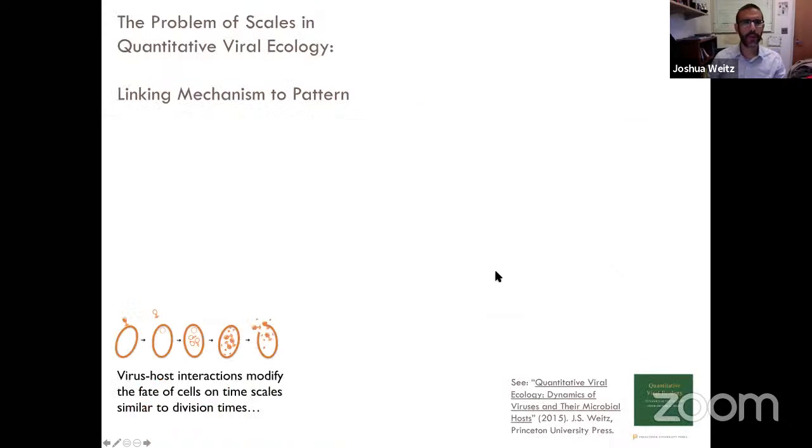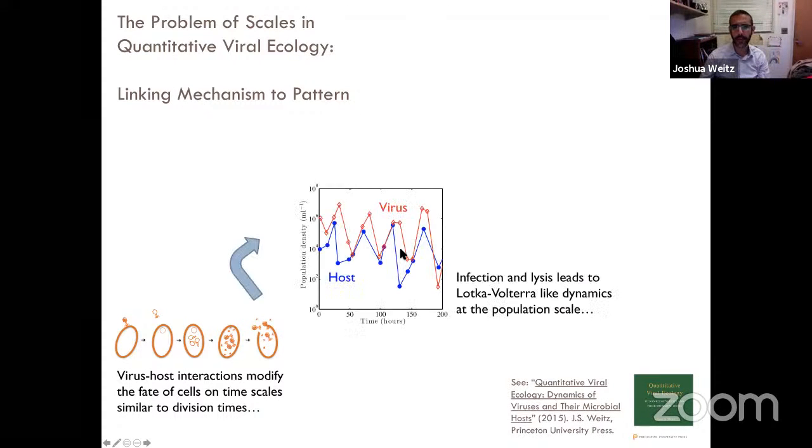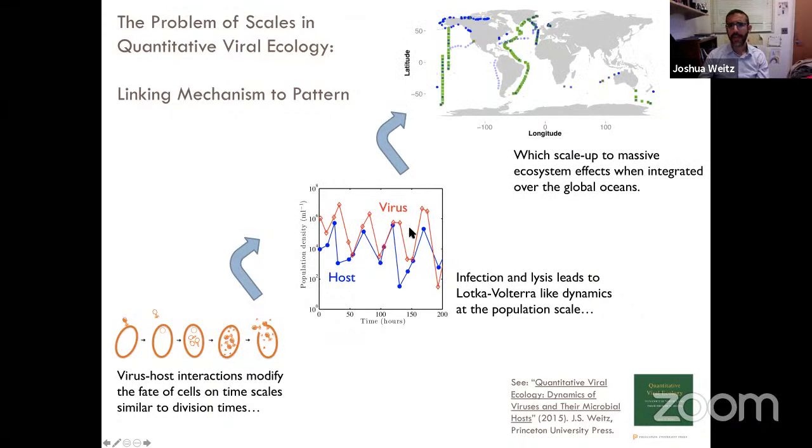Okay, so just to make sure folks have the arc in mind, you have a sense already that virus-host interactions modify the fate of cells on timescales similar to division times, but that doesn't necessarily mean the death of the population. I've shown, and I'll review very briefly today, how infection and lysis can lead to Lotka-Volterra-like dynamics at the population scale, and obviously new dynamics as well. And then these sorts of processes iterated again and again, whether in a microbiome or the global oceans, can have potentially large-scale ecosystem effects.